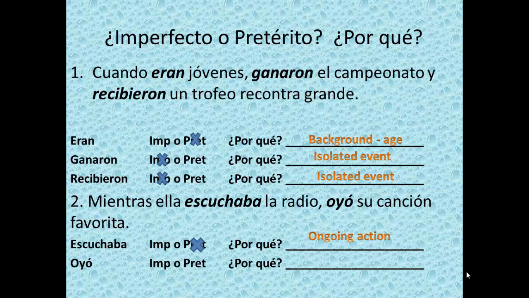Oyó, she heard her favorite song. That's in the preterite. That's your I to Y, right? Oír. And why is it in the preterite? It's an isolated event. She heard her favorite song. It's over. It's done with. It started. It ended. It's done with. In fact, if you wanted to, you could put it on the calendar.